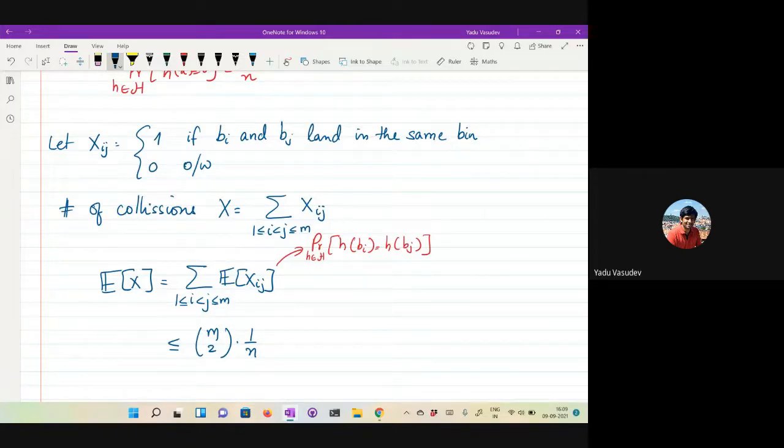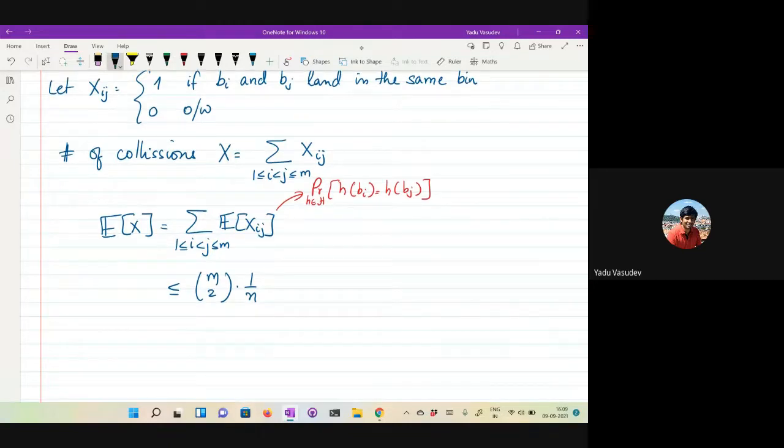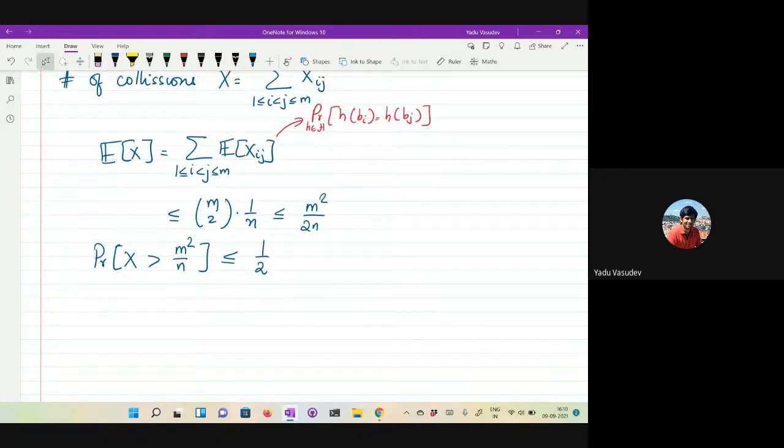If you just use Markov's inequality, it will tell you that the probability that x is greater than m square over n is at most something like half, because the expectation is at most m square over 2n. So this is some bound on the number of collisions.